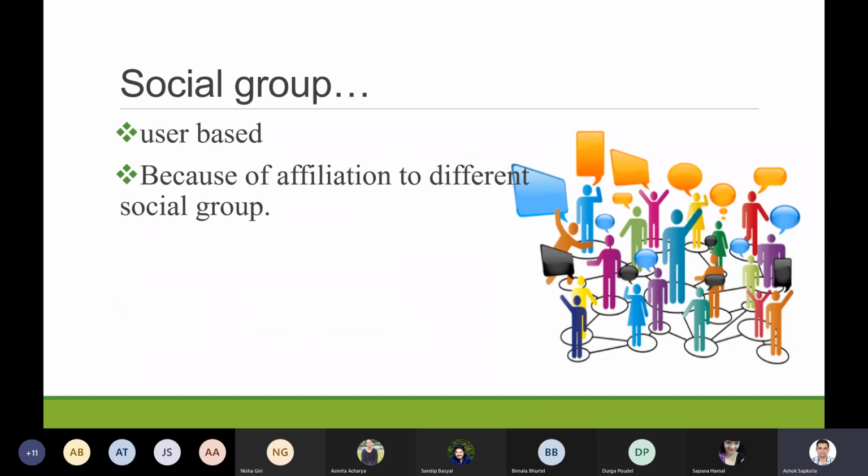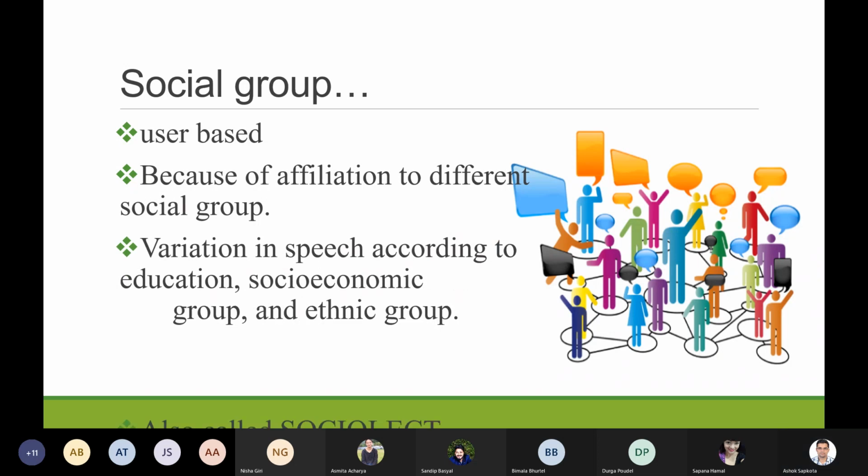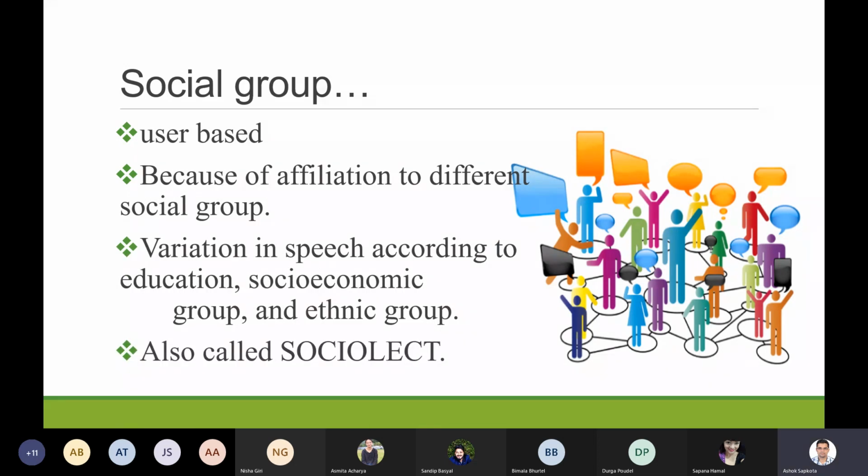There is considerable variation even in speech, according to education, socio-economic group, and ethnic group. Yes, some differences even correlate with age and sex. Much of the variation does not involve categorical distinctions. Rather, it is a matter of the frequency with which certain linguistic features are found in the group, which I just said. Next, that is why we call it social dialect or sociolect.